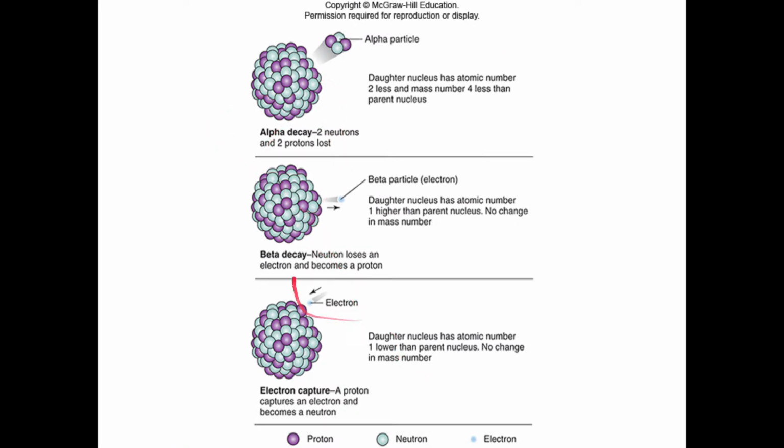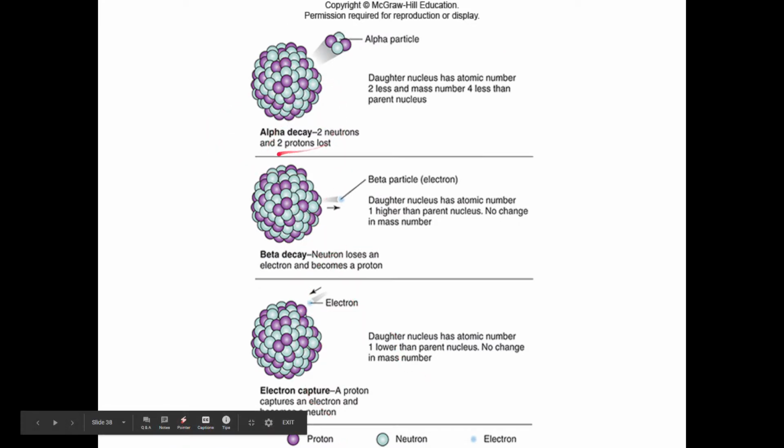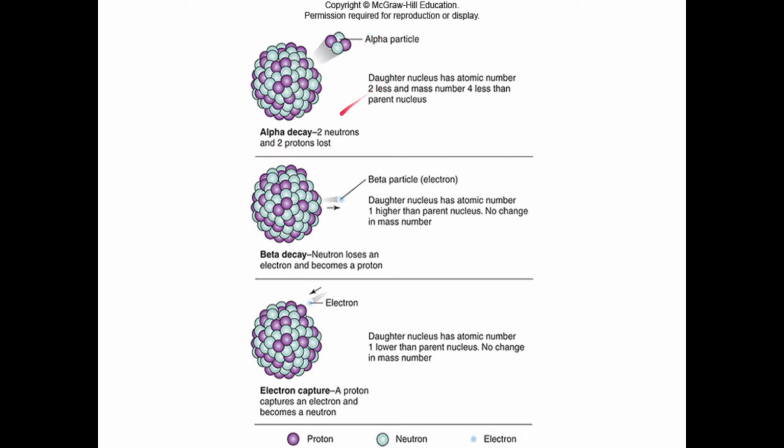And I'm not going to make you memorize this stuff. I just want you to be kind of aware of it, that there's different types of decay. Alpha decay, these elements will kind of kick off an alpha particle, which is basically a helium nucleus. Right? It's got two protons and two neutrons that it shoots out.